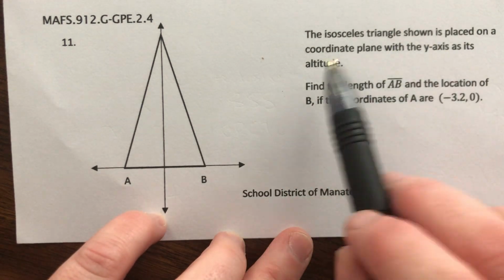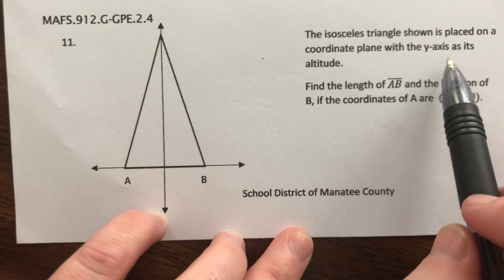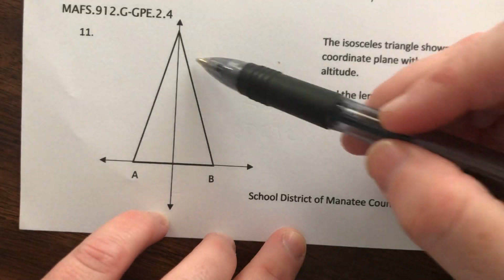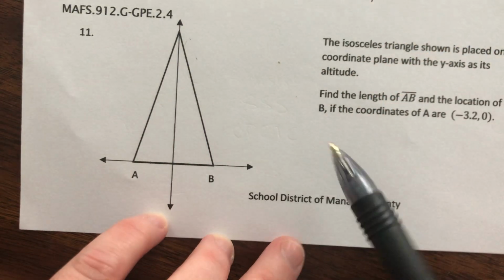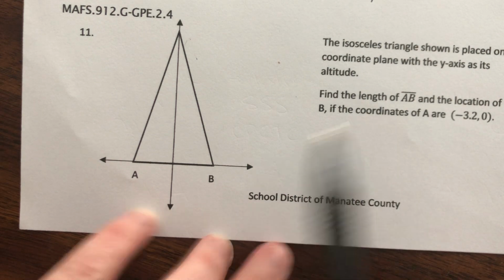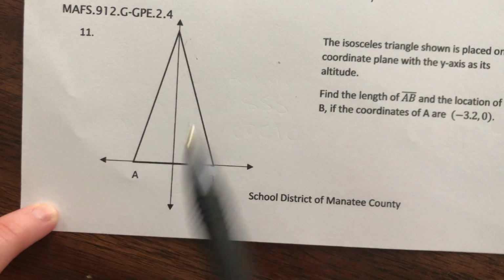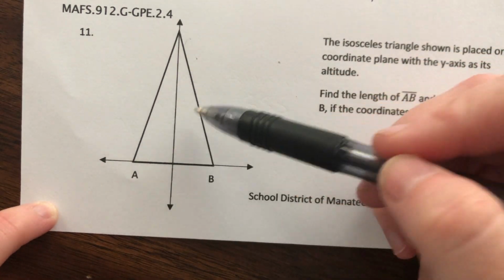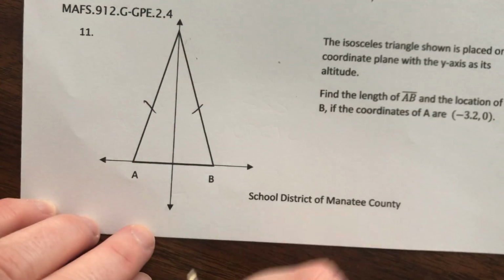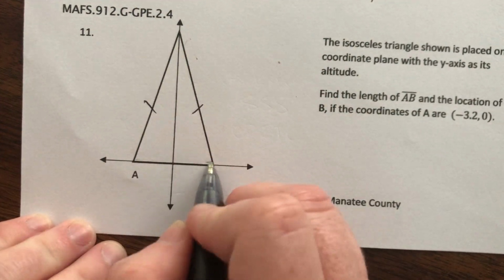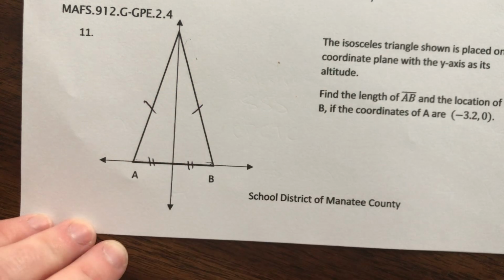The one shown is placed on a coordinate plane with the y-axis as its altitude. So this is the y-axis right here in the middle. Find the length of AB, this entire guy. If this is the altitude and this is an isosceles triangle, then this altitude cuts the base in half. So this is congruent to this.